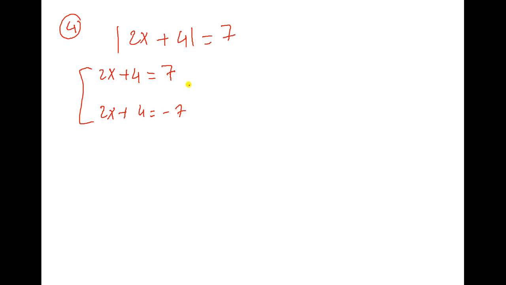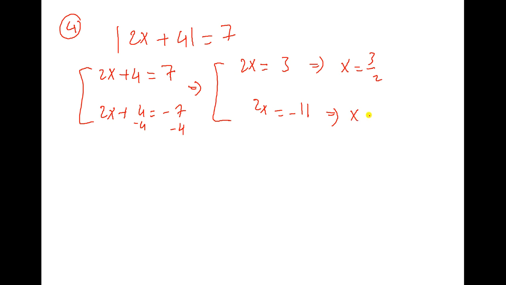And then from here, we just solve the equation as normally we did before, right? So subtract 4 on both sides. I have 2x equal 3, and then dividing by 2 on both sides, x equal 3 halves. The same thing here, minus 4 on both sides. I have 2x equal minus 11, and then dividing by 2 on both sides, x equal minus 11 over 2. And these are the 2 solutions.